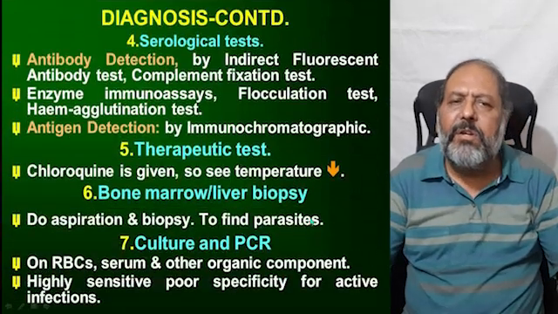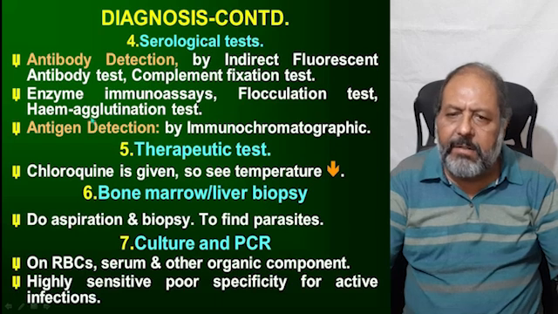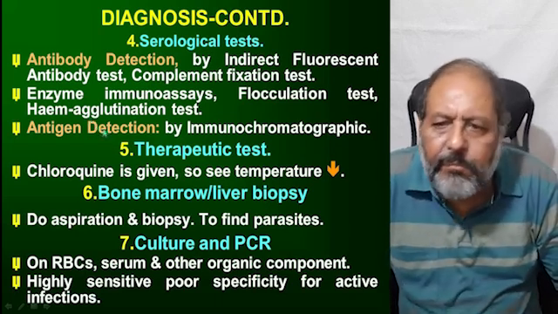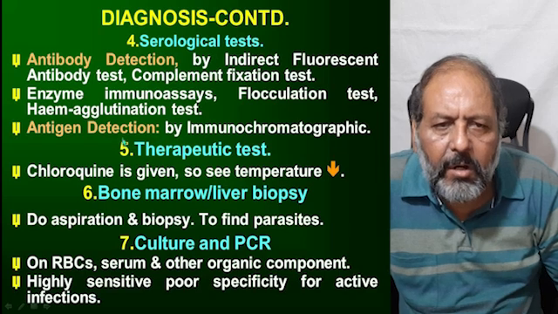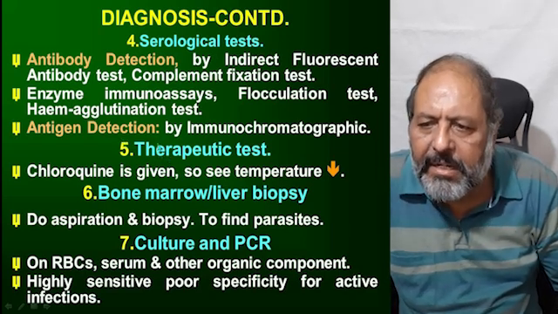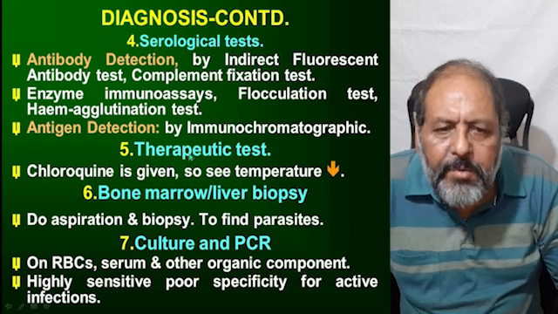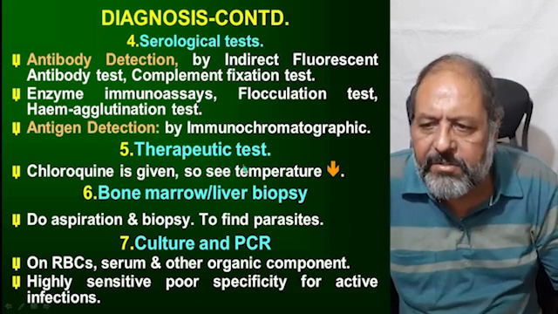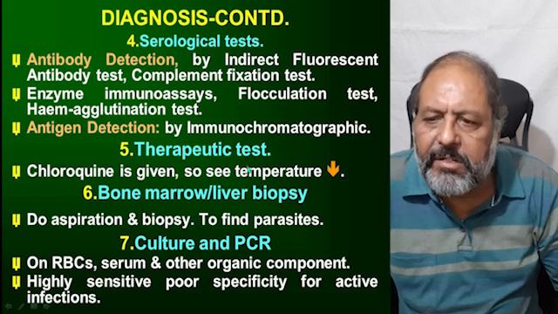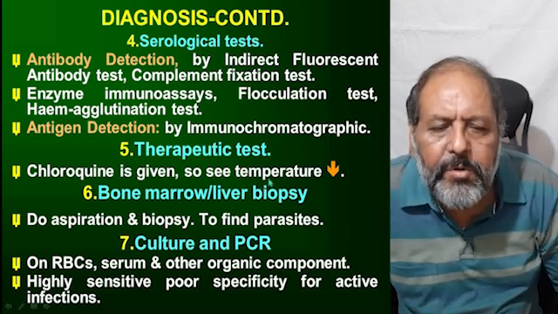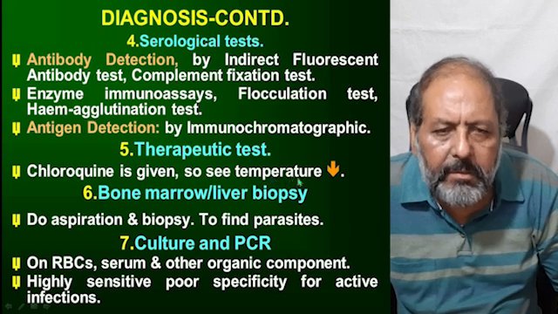Now, continuing the serological test, antibody detection is done by indirect fluorescent antibody test or complement fixation test, or the other way is enzyme immunoassay, flocculation test, hemagglutination test, and the antigen detection is done by the immunochromatographic method.